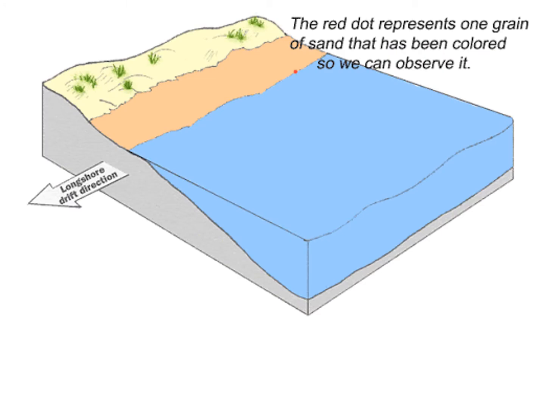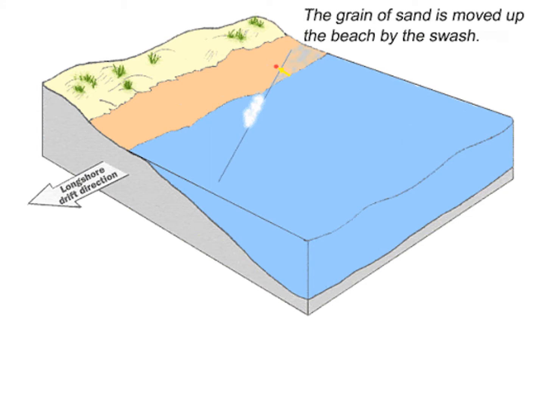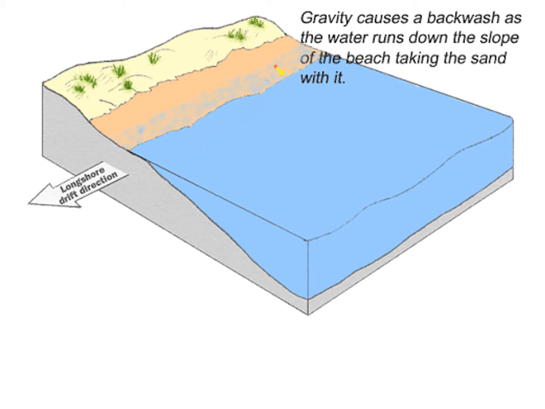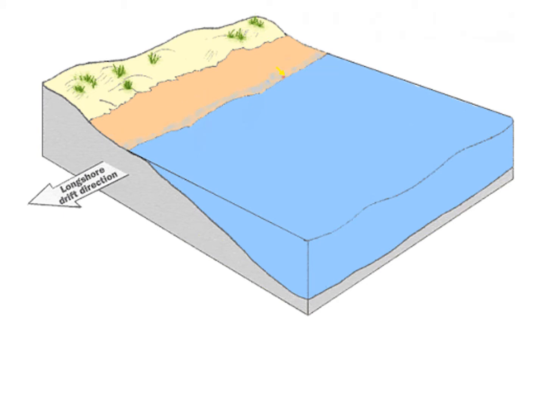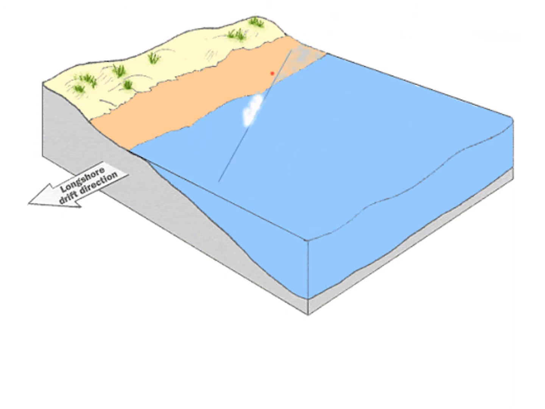Please watch this animation and pause the video if you need to. Watch carefully the red dot, which is your grain of sand. Again, the waves approach the beach at an angle due to the prevailing wind direction. The swash deposits the grain of sand onto the beach, but then the backwash goes back down the beach at right angles due to gravity. And then watch what happens to this grain of sand over time.